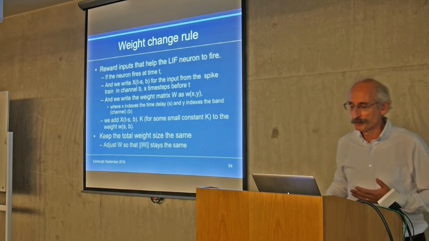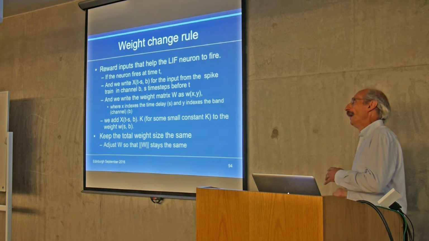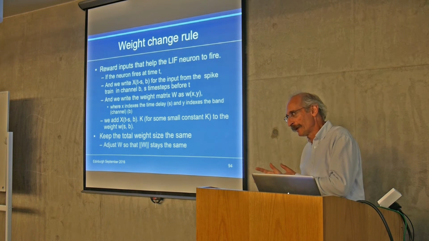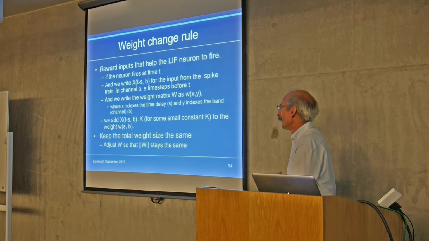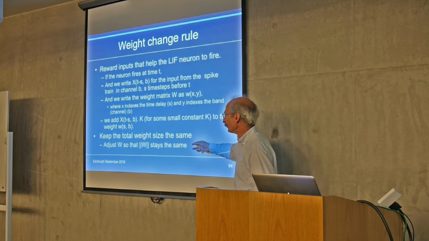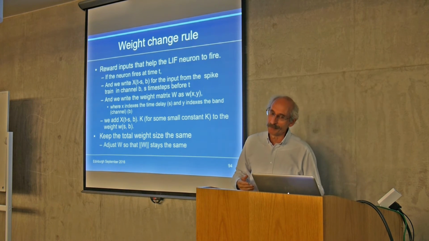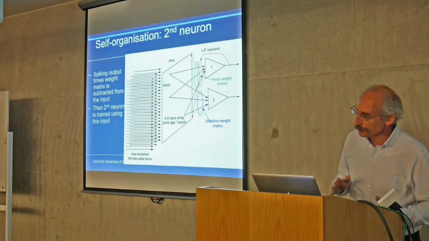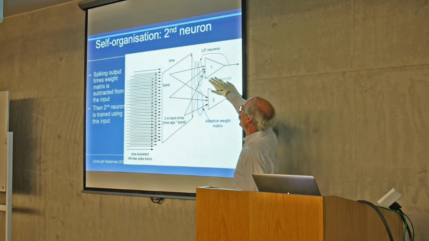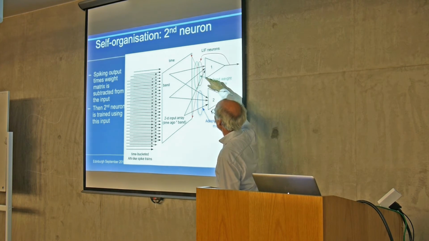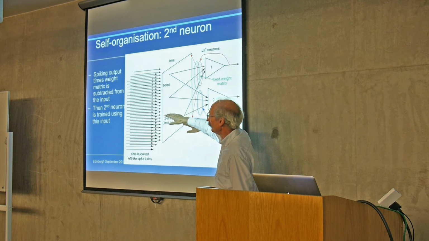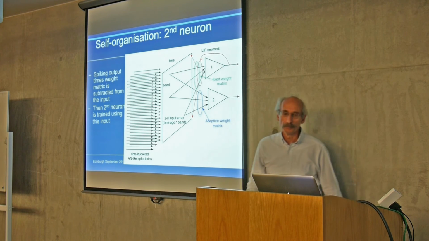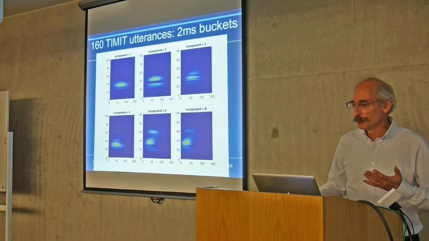So I'm rewarding inputs that help the neuron to fire. So the neuron fires at time t, I increment those parts of the inputs that were helping it to fire, and because I'm then adjusting the weight matrix so that its modulus stays the same, that amounts to decrementing those parts that didn't help. And then if I've got to deal with more than one neuron, I'm training up the first neuron, making these weights static, feeding back from that signal back into the original input signal, subtracting it, and then doing the same thing with the second neuron. And you can keep doing that with more and more neurons. This is very much work I'm doing at the moment.